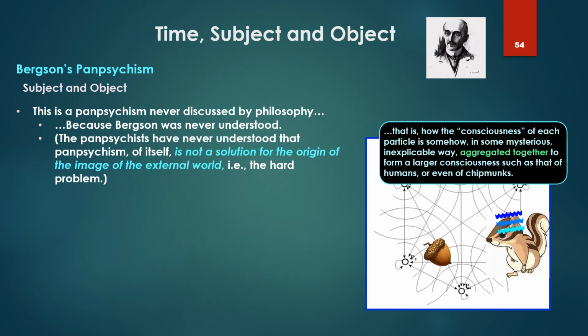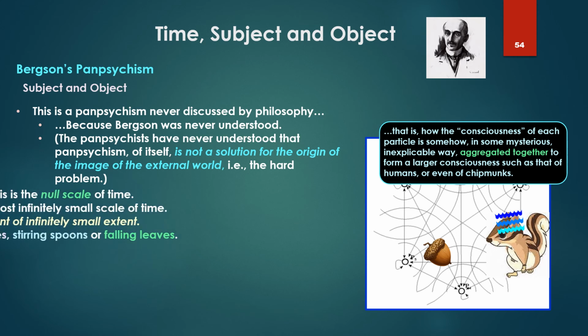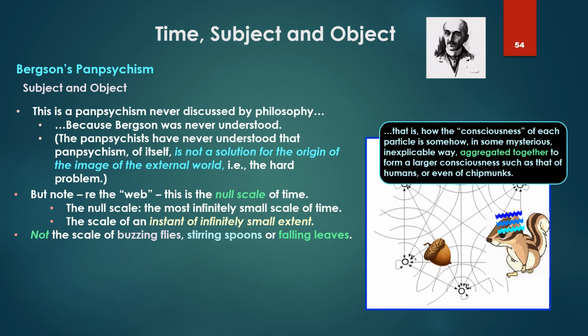This is the panpsychism never discussed by philosophy, because Bergson was never understood. The panpsychists have never understood that panpsychism of itself is not a solution for the origin of the image of the external world. That is the hard problem. But note, again, this web, this is the null scale of time.